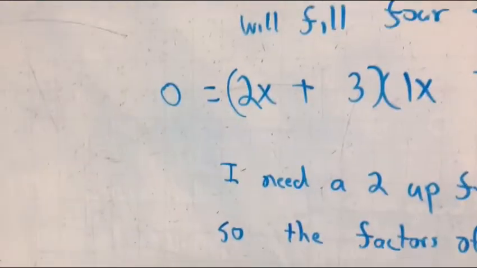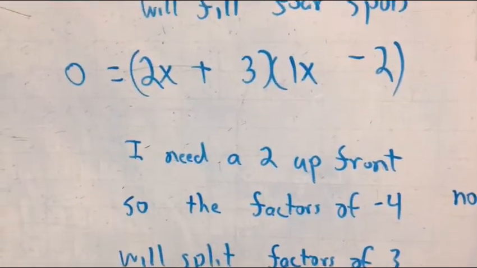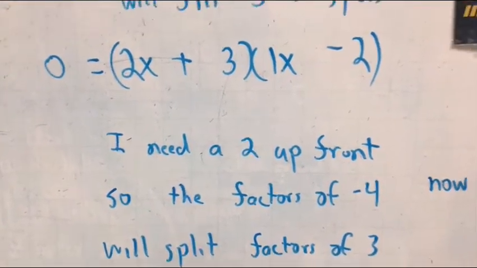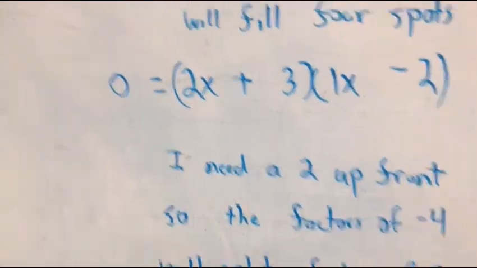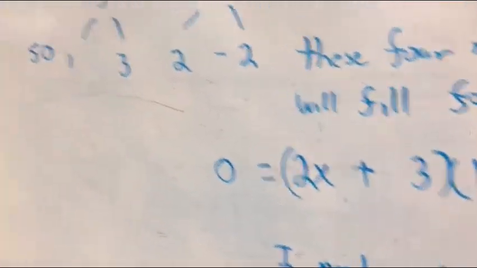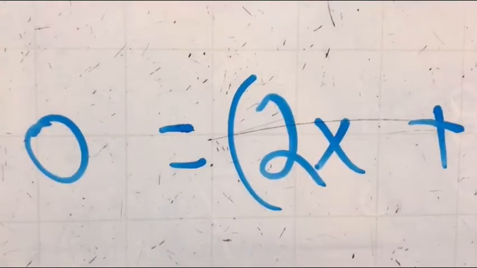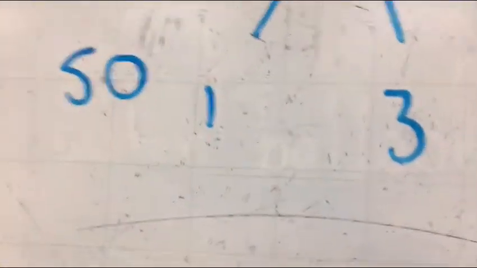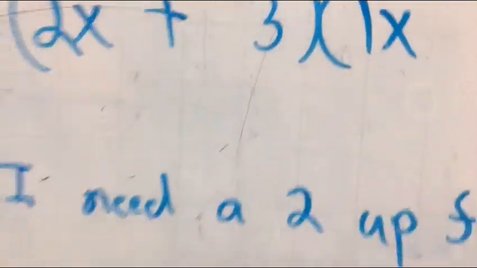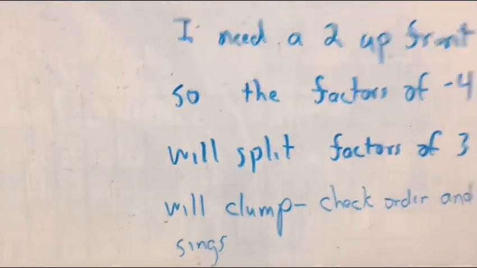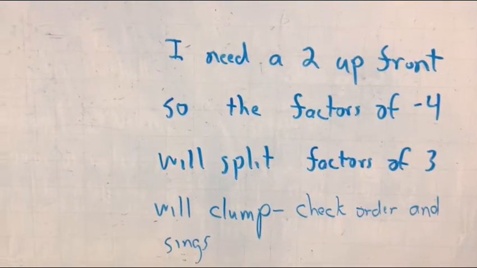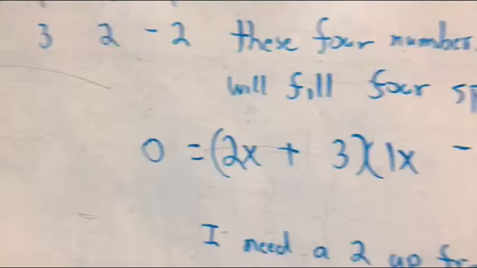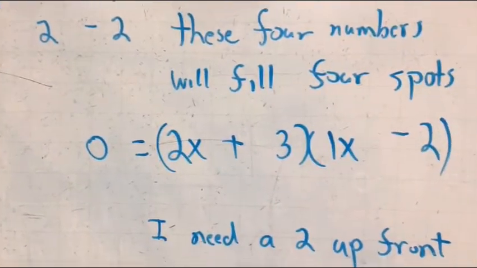Now notice, I needed 2 up front, so of the factors of negative 4, I chose 2 and 2. And those, I needed 2, so those will split. These 2 factors here, they will split. Remember, if this one goes up front, its other half goes over here. These 2, 1 and 3, they're going to clump. They're going to hide in the middle here. But you must check the order and check your signs. Check your order, check your signs. So anyway, that's what that quadratic factors into.